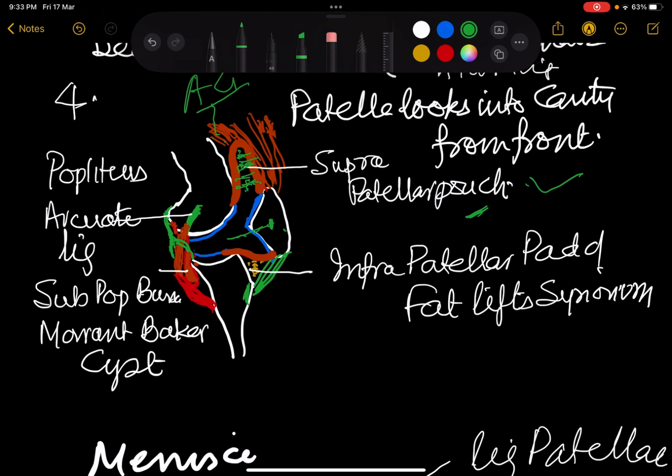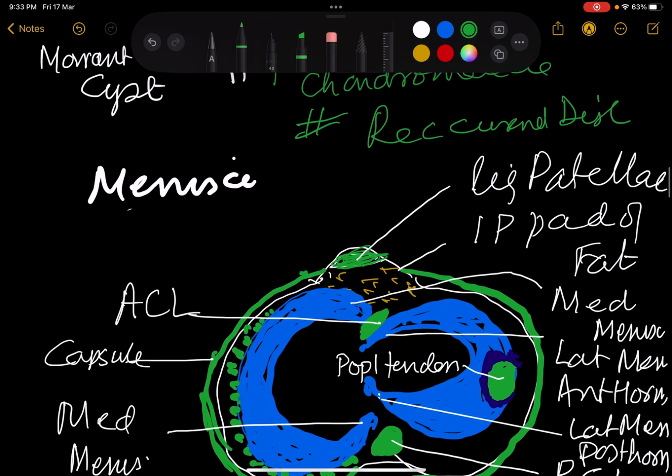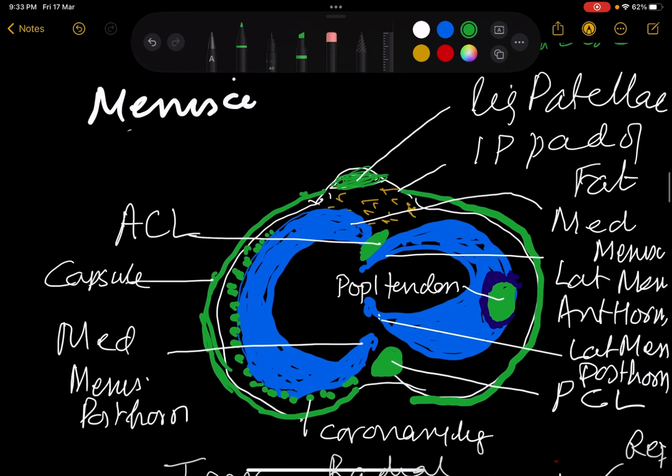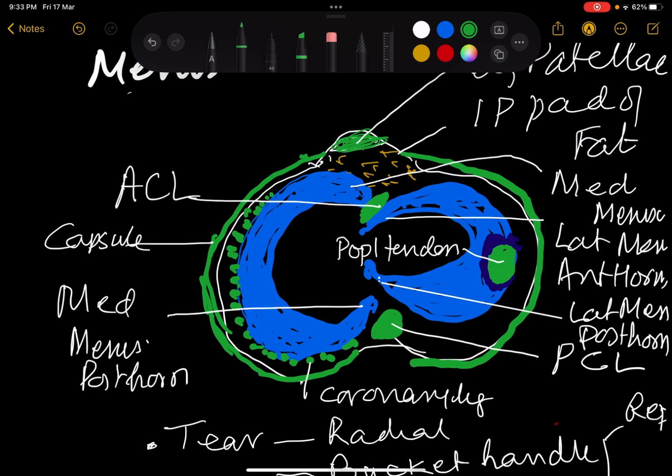The patella can show chondromalacia, can show fractures, and can show recurrent dislocation. Then you have these menisci, and you must remember the intercondylar ridge. Here is the ligamentum patellae attached to the tibial tuberosity, and the infrapatellar pad of fat.